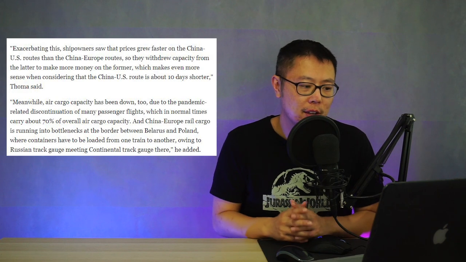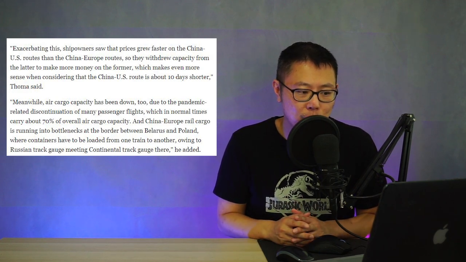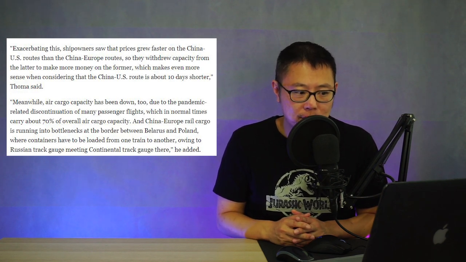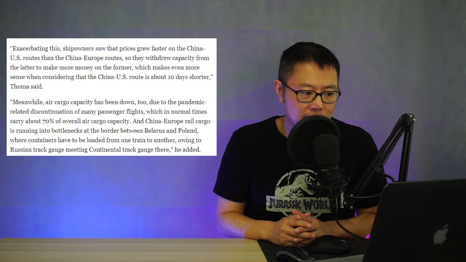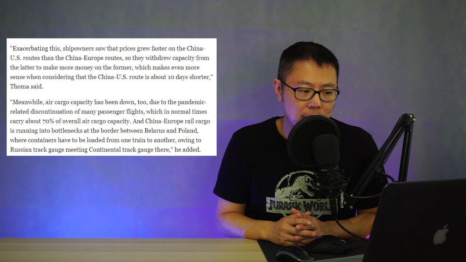So there's a quote here from Toma, and he says, "Exacerbating this, ship owners saw that prices grew faster on the China-US routes than the China-Europe routes, so they withdrew capacity from the latter to make more money on the former, which makes even more sense when considering that the China-US route is about 10 days shorter," Toma said.